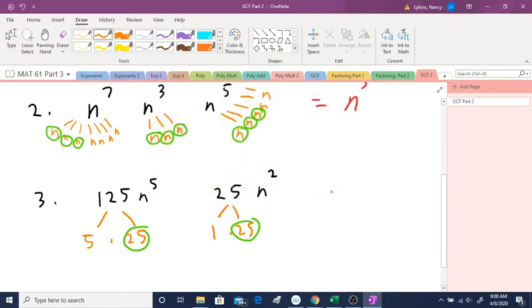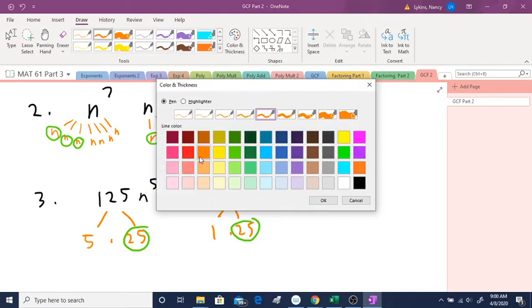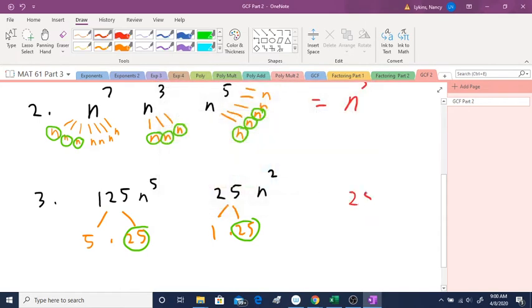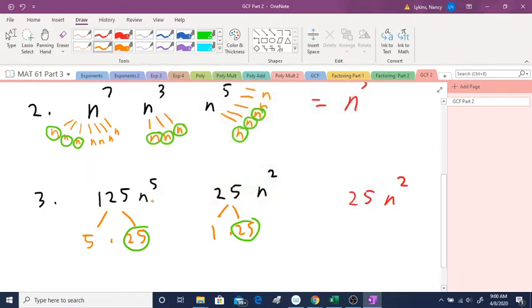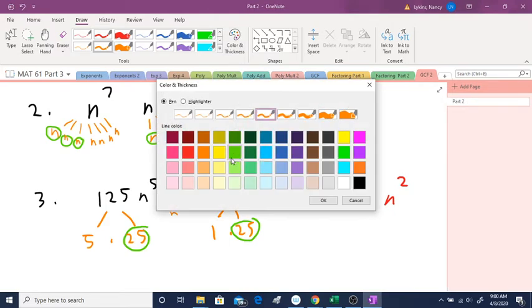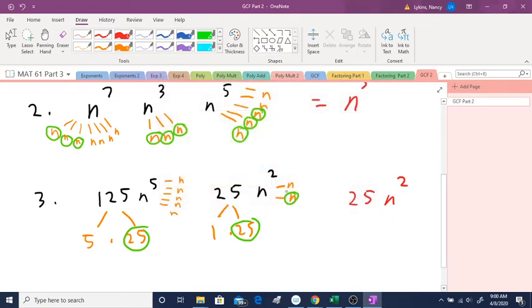So now some of us are thinking right now, okay, the answer is 25 n squared because that's the smallest exponent. To prove it, I'm still going to go over here and say, okay, that's 1, 2, 3, 4, 5 n's. This is 2 n's. Then if I circle my n's, 1 n, 1 n, 2 n's, 2 n's, then my n squared I don't have anymore. How many do I have? 2. That's why it's n squared.